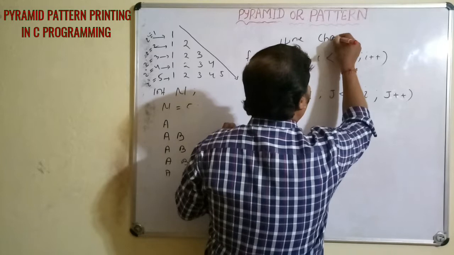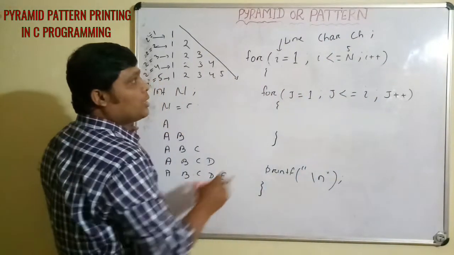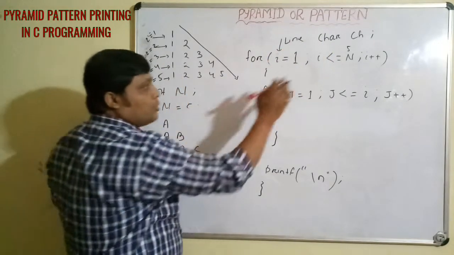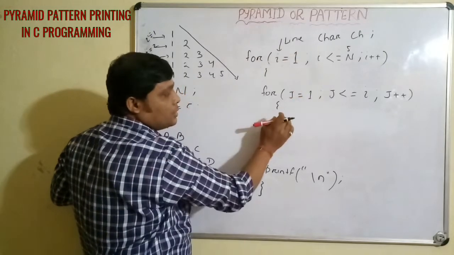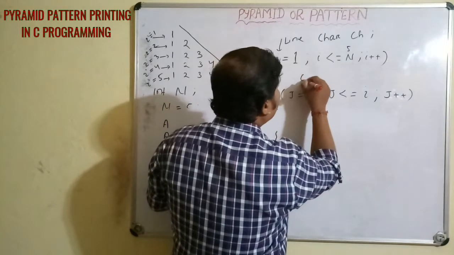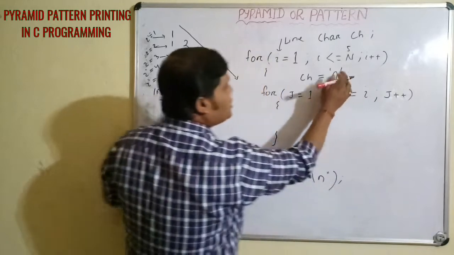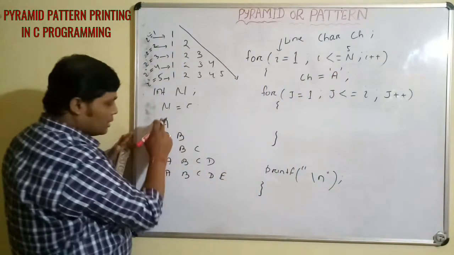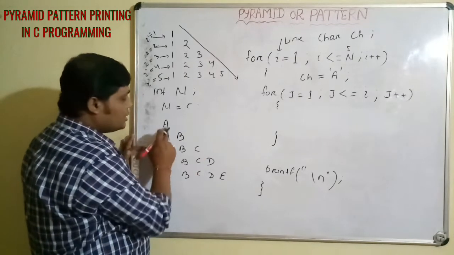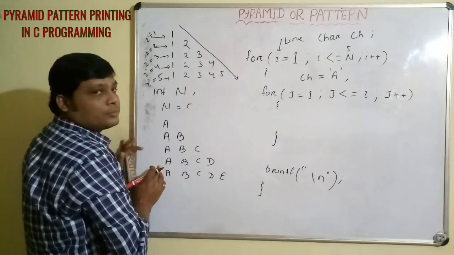Suppose I am taking one character variable, CH. I am declaring one character variable as CH. Clear? We have to print what? The value of CH here. Suppose here I am taking the value of CH equal to A. This is character constant because here it always starts from A. CH value we are printing, so always CH value starts from A.